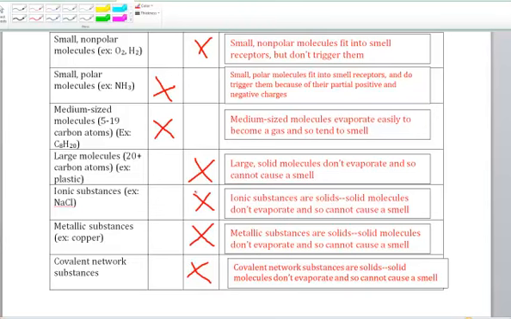All right, so remember, the two kinds of molecules that do smell are small polar molecules because they trigger the receptors, and medium-sized molecules because they evaporate easily.